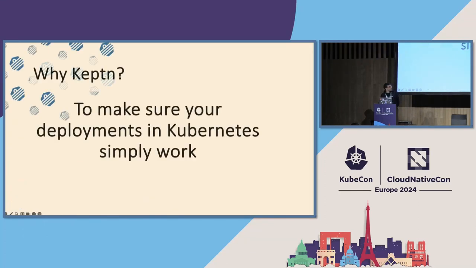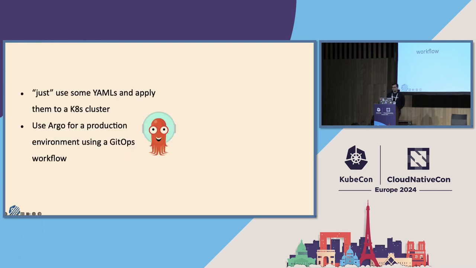So today, I would like to talk about why you should use Keptn and why Keptn is great in day-to-day work for you. And the TLDR for this question is to make sure your deployments in Kubernetes simply work. But isn't deploy on Kubernetes very easy? I just need to, you know, apply some YAML manifest, and then Kubernetes will take care of about everything. It will spawn up the resources to handle the pod and the service, and everything should be fine, right?